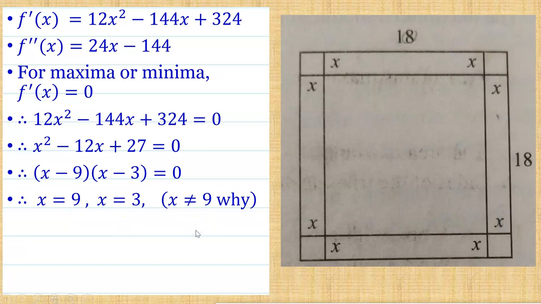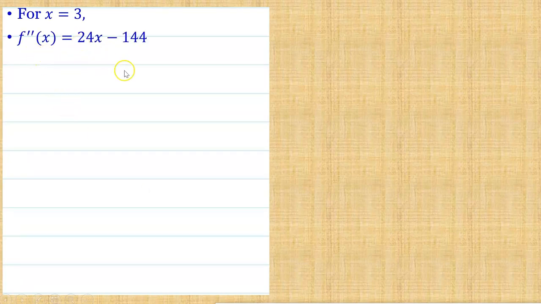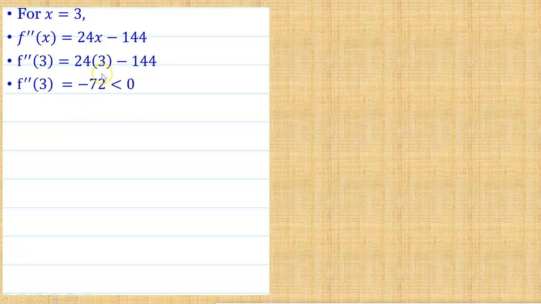9 is not possible. And why is it not possible? If the side is 18 and we cut x from both sides, no card sheet will remain, and that's why we are not taking x is equal to 9, okay, and therefore x is equal to 3. Now the next step: for x is equal to 3, f double dash of x is 24x minus 144, and if we substitute x is equal to 3, 24 into 3 minus 144, that is 72 minus 144, and again you will get minus 72, which is negative.